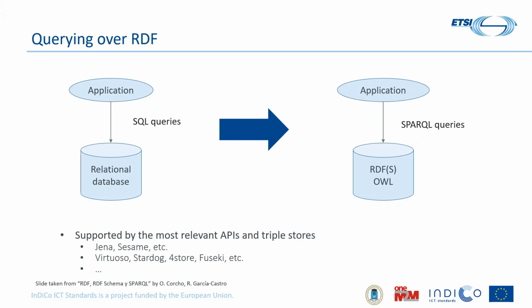In this last section, I'm going to describe how to query over RDF. So it's possible to query RDF data the same way we can query a relational database. In a relational database, we need to use SQL queries. If we have RDF data, we have to use SPARQL queries. The execution of SPARQL queries is supported by the most relevant APIs and triple stores used in semantic web technologies. For example, the APIs Jena or Sesame support these SPARQL queries, and also the triple stores Virtuoso, Stardog, or Fuseki.